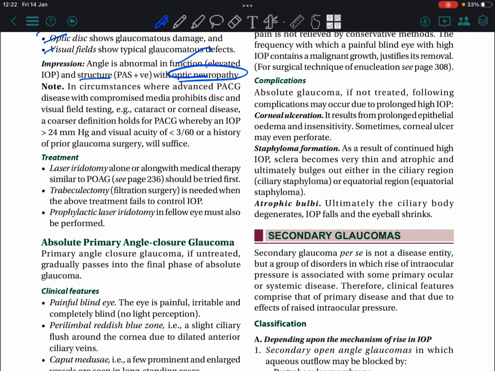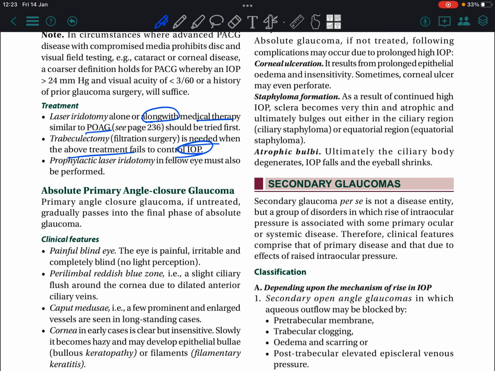Treatment. Laser iridotomy alone or along with medical treatment similar to POAG should be given first. Trabeculectomy is needed when the above treatment fails to control IOP. Prophylactic laser iridotomy in the fellow eye must also be performed.